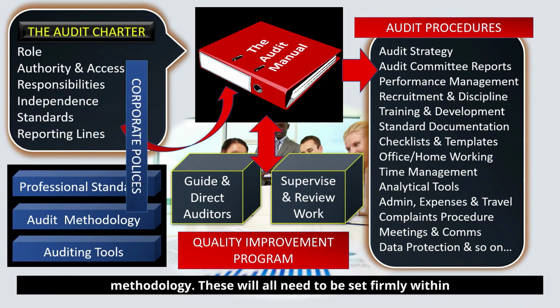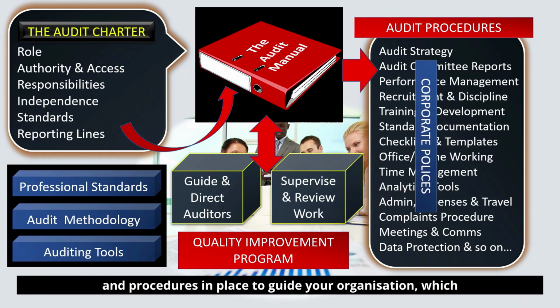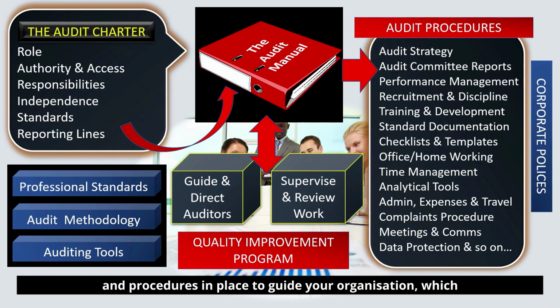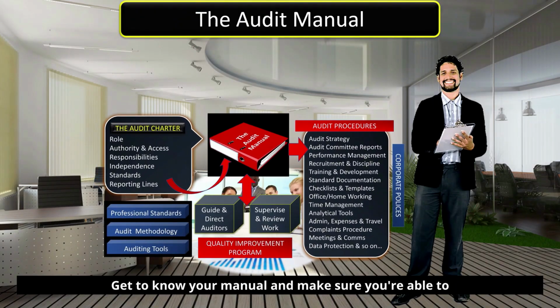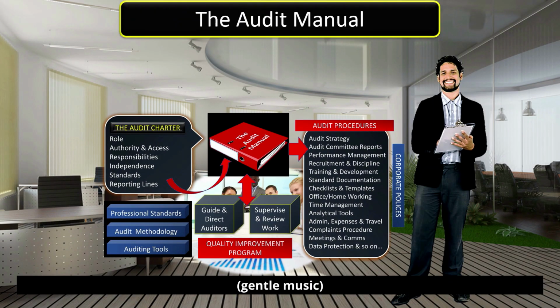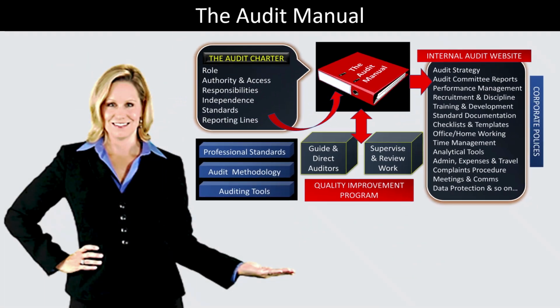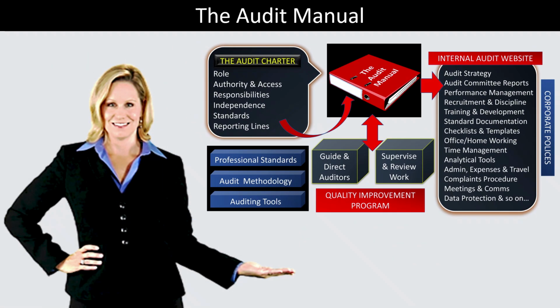These will all need to be set firmly within the official corporate policies and procedures in place to guide your organisation, which means your manual isn't a standalone device. It's a dynamic part of the way you contribute to a successful organisation. Get to know your manual and make sure you're able to deliver its contents. Your manual should be your best friend. Check it, know it, and always use it. This is really important for ensuring you do solid audit work. A great deal of auditing hinges on the need to secure reliable evidence, which is what we'll deal with next.